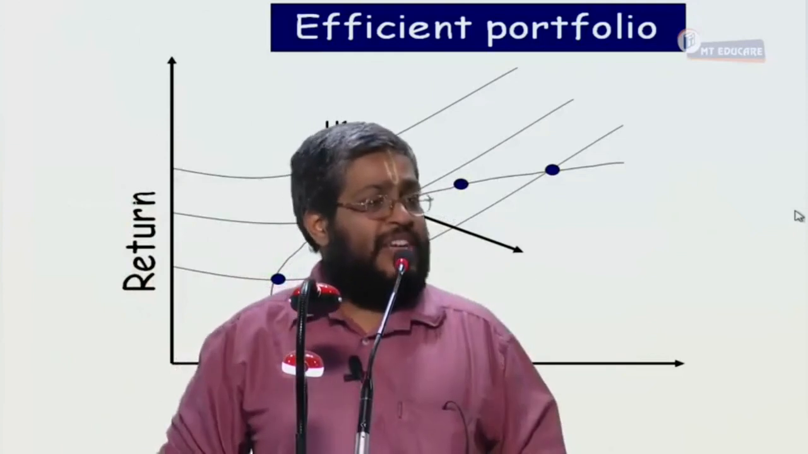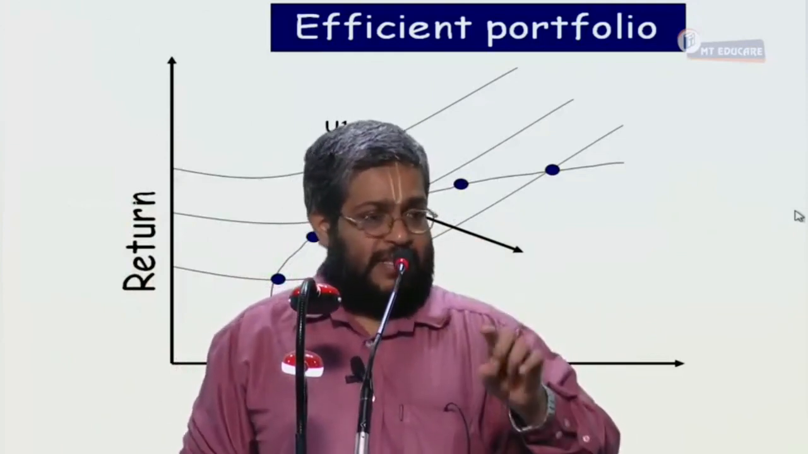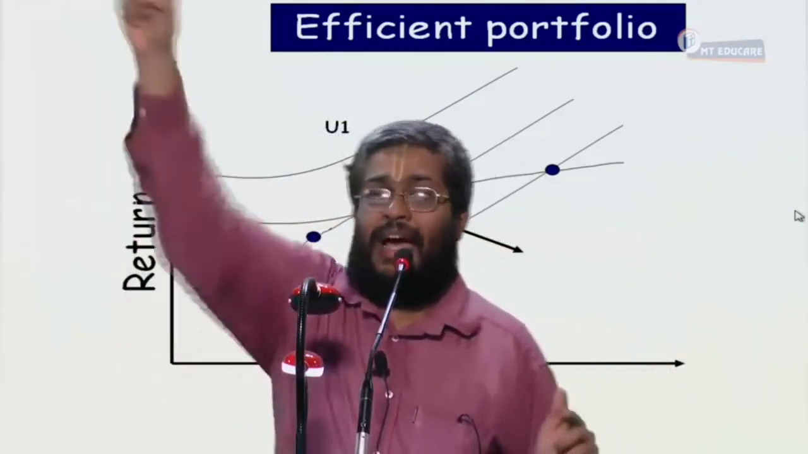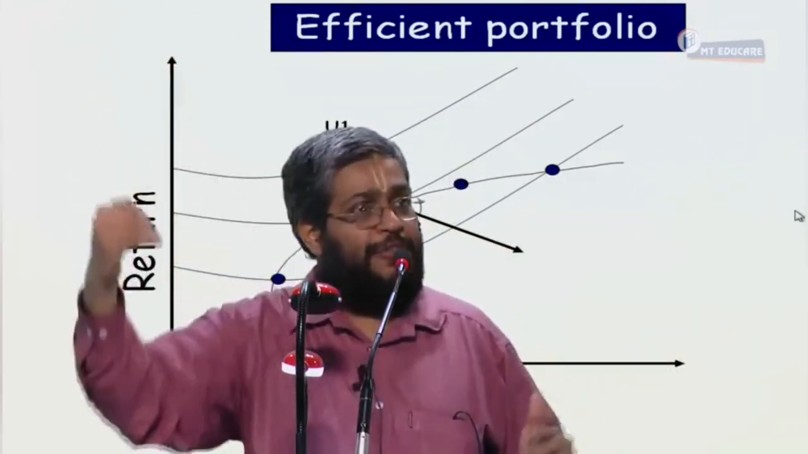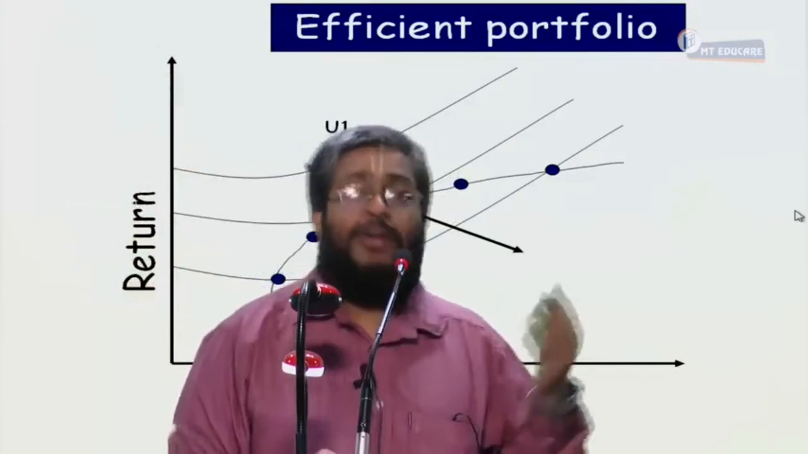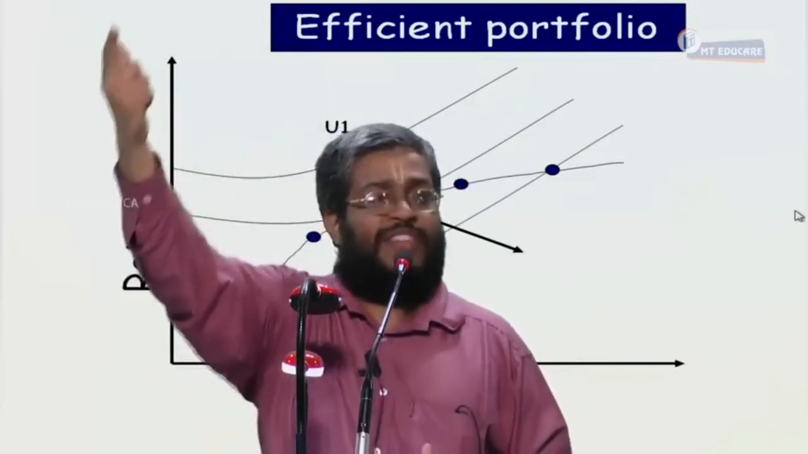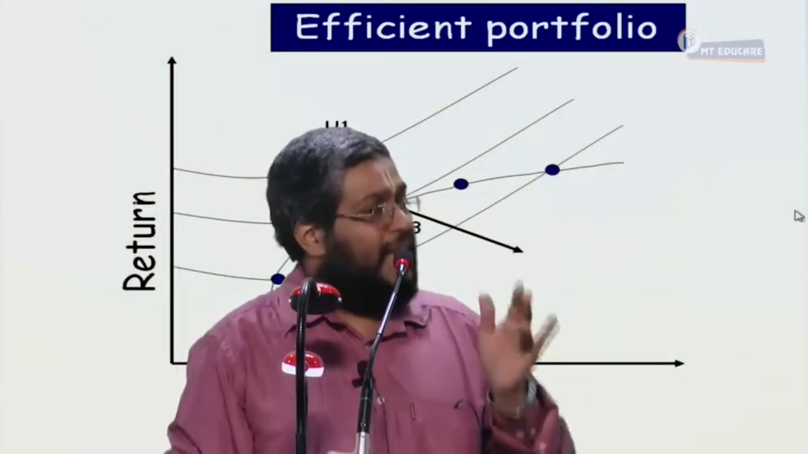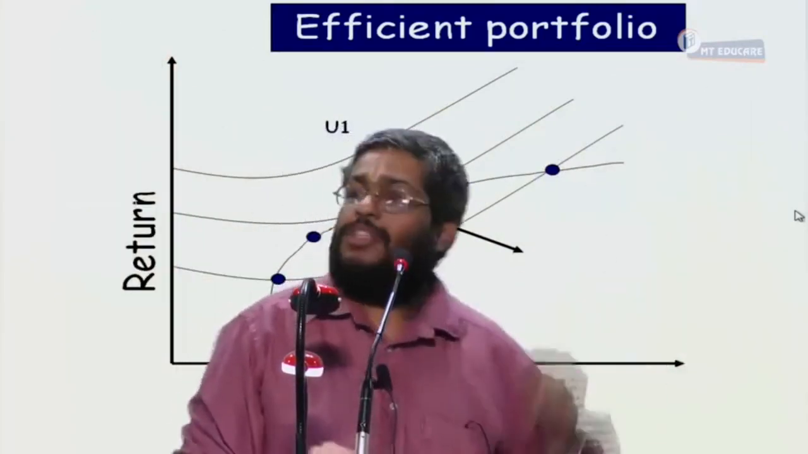Now, what is efficient security? That security which does not have any other security that gives you a higher return for lower risk, higher return for same risk, same return for lower risk. Yes or no? Now, is there any security above efficiency frontier? No. If there exists, the frontier changes. With this, he completed the efficiency frontier discussion.